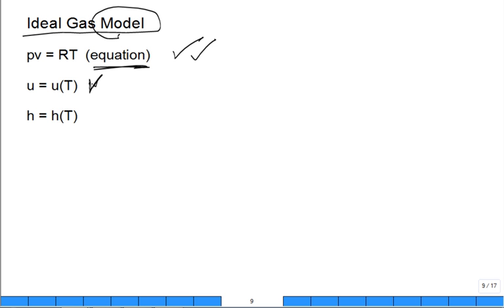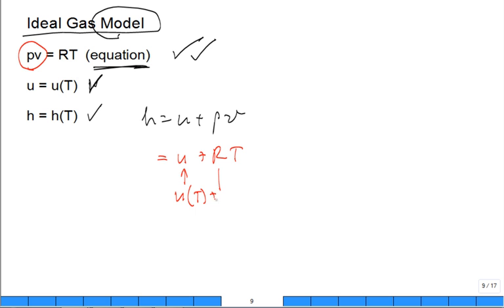and the specific enthalpy is only a function of temperature because what is the definition of H? H is equal to U plus PV, but guess what PV is? RT. And so if this is a function of temperature only, R is a constant. That's a function of temperature only. It's the simplest, just temperature. And so hence, H is a function of temperature only as well. So three things when you talk about an ideal gas model. The equation, U is a function of temperature only, and H is a function of temperature only.